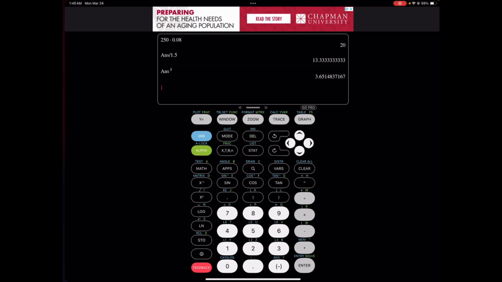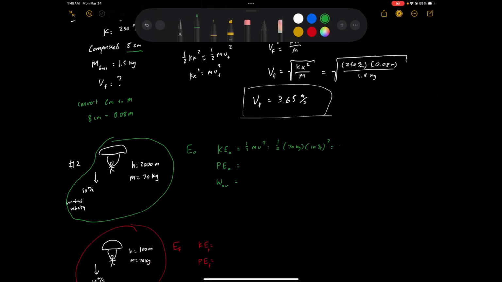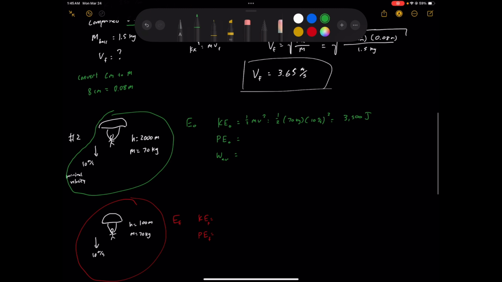And let's just type it into the calculator. So we have 1/2 times 70 times 10 squared, which we know is 100. Just put 100 there. All right, 35,000 or 3,500, I should say. So we got 3,500 joules. That's his kinetic energy. His potential energy, well, we know the equation for gravitational potential energy is mgh.